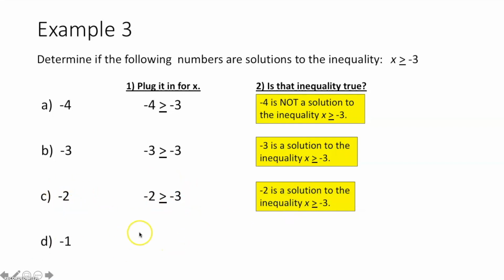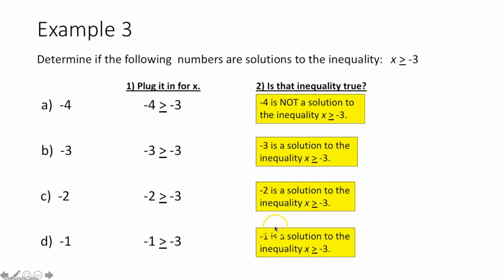Is -1 a solution? Well, if -3 and -2 were solutions, then -1 is probably going to be a solution. So I plug in -1 for x in the inequality and judge, is this inequality true? Yes, -1 is greater than or equal to -3. Therefore, -1 is a solution to the inequality.